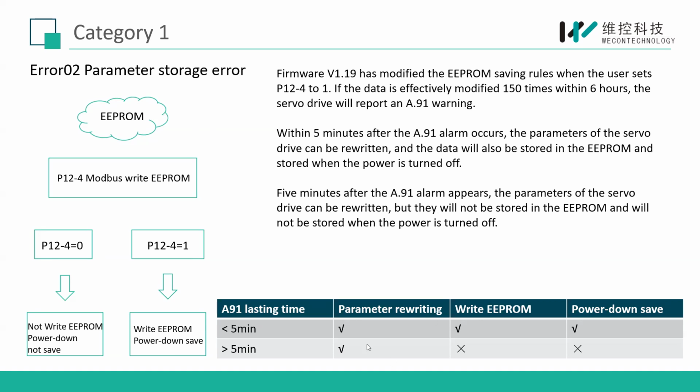And here we have alarm A91. This alarm is added to protect the EEPROM of our driver. And this alarm only appears if the firmware is V1.19 or above.